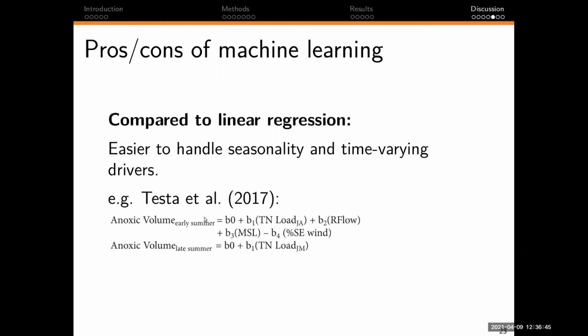So for example, Testa et al. 2017 tried to predict the anoxic volume with linear regression using two different models. They have a different model for early summer. That one looks at things like nitrogen loading, stream flow, sea level, the southeast wind direction. But the late summer model only uses the nitrogen loading. So they do this manual model fitting. With the model trees, we can include the month as a predictor that goes into the model. And that allows the model tree to decide on its own how to split the data and whether some of these drivers will change over time as a function of the month.